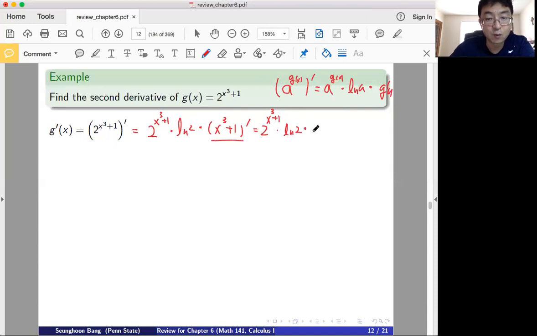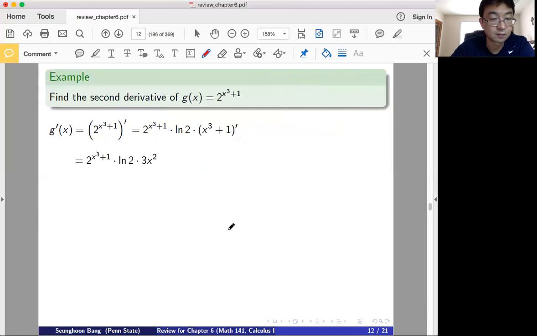So simplify. The derivative of x cubed plus 1 is exactly 3x squared. So it is better to put the 3x squared and ln of 2 in front. So we have 3x squared times ln of 2 times 2 to the x cubed plus 1. So we have it like this. This is right. It is 3 times ln of 2 times x squared times 2 to the x cubed plus 1.